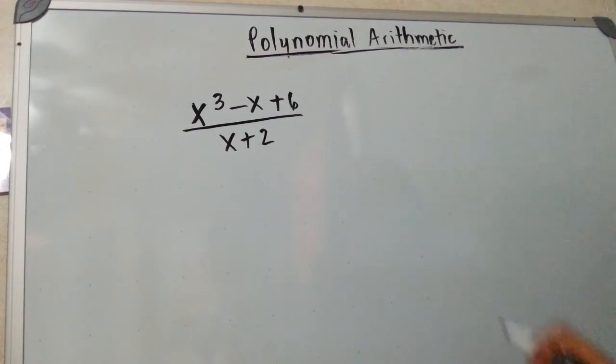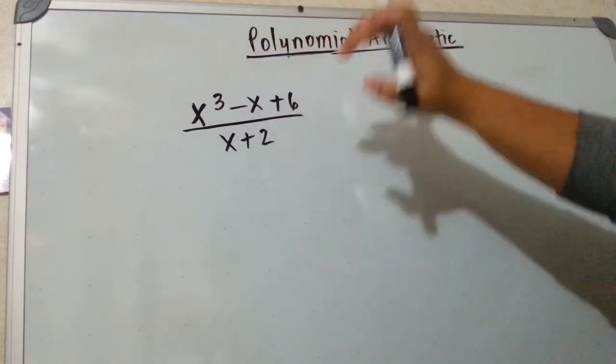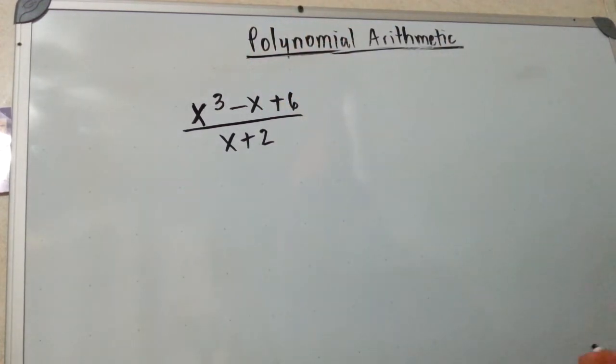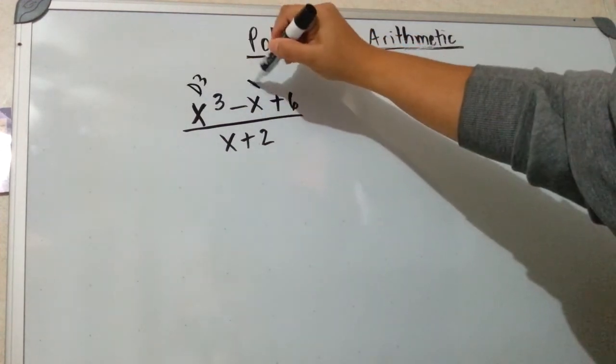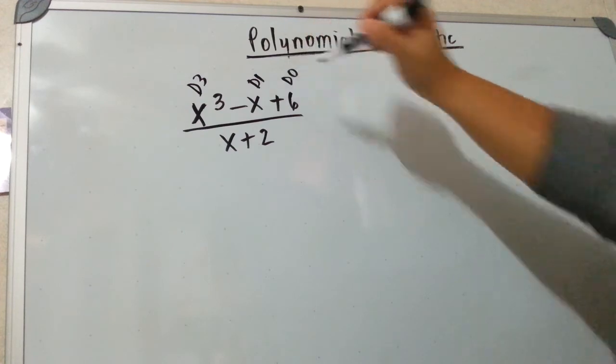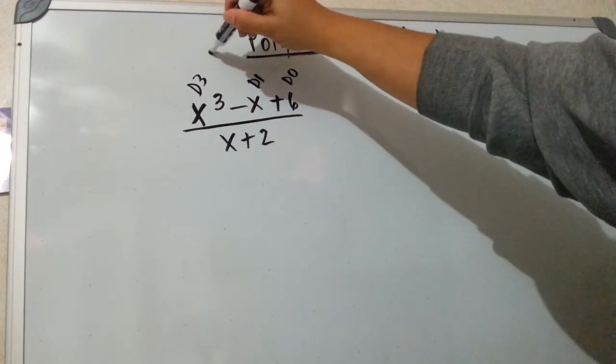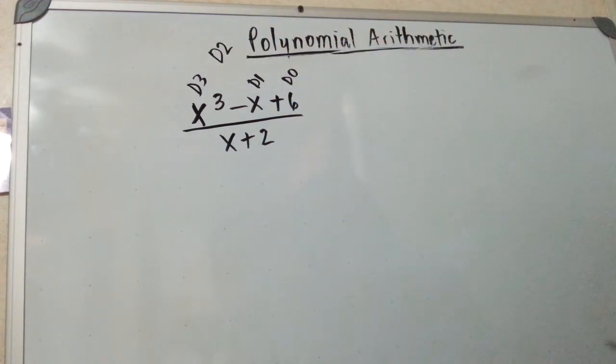Alright, so in this problem we want to take x cubed minus x plus 6 divided by x plus 2. And the first thing you have to do is check, are any of your degrees missing? This one's degree 3, this one's degree 1, and this one's degree 0. Yes, degree 2 is missing.